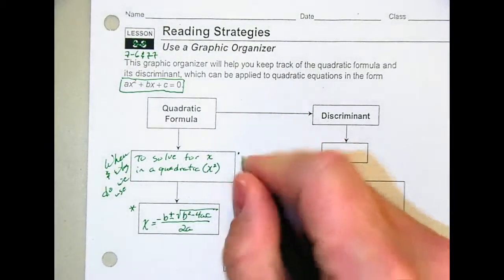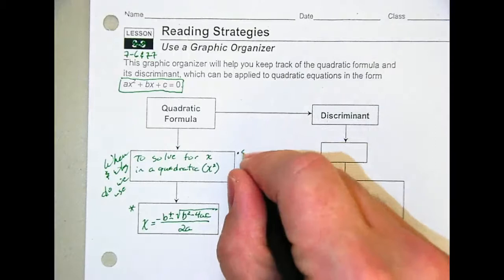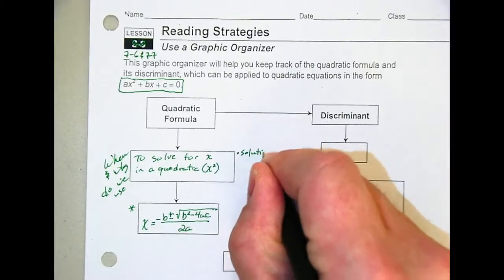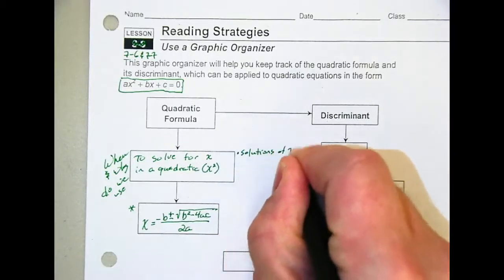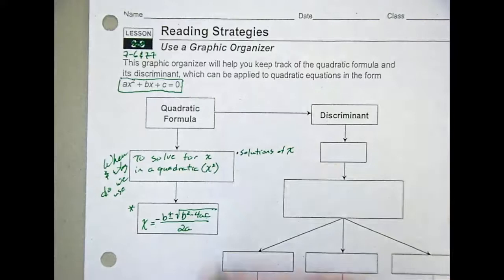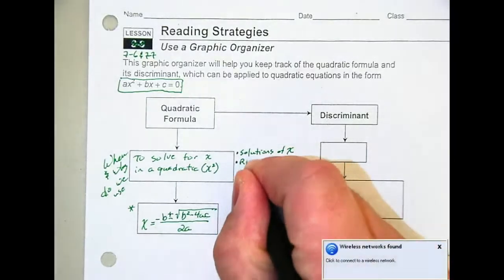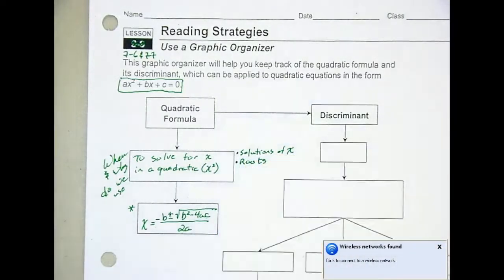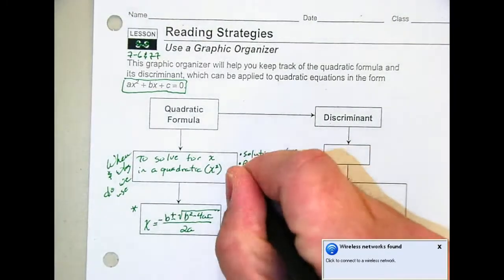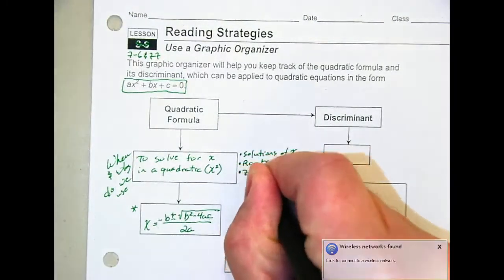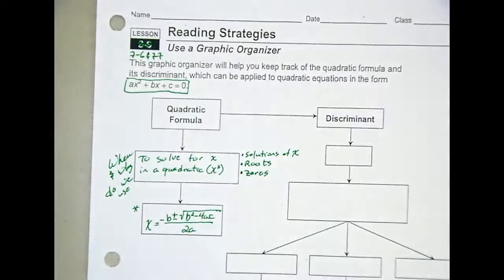Okay, we call these solutions different names. Sometimes we say we solve for x or solutions for x. We also call them roots. So if it said, hey, find all the roots, that's one. We also call them zeros.